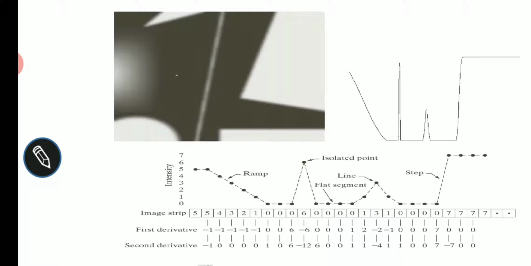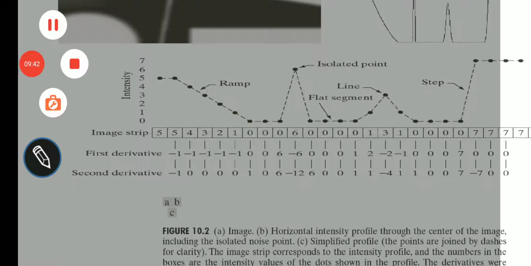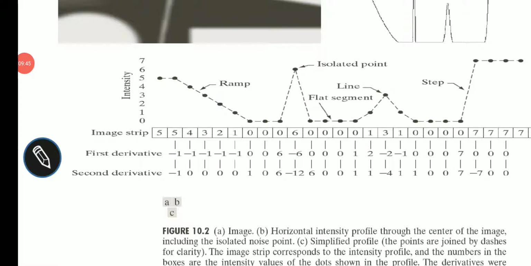And next, in the simplified diagram, you can see that the transition in the ramp spans 4 pixels, whereas the noise point is a single pixel. The line is 3 pixels thick, and the intensity step changes between adjacent pixels. The number of intensity levels was limited to 8. Let us take the intensity levels as 8, that is from 0 to 7, including 0 till 7, so 8 points are there.